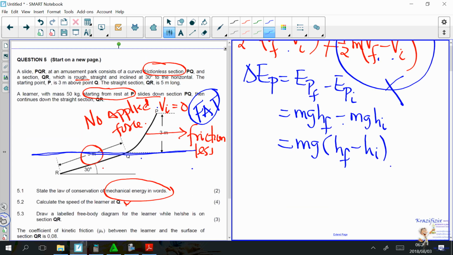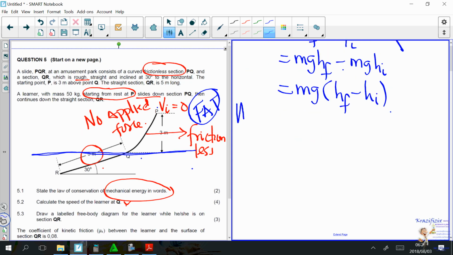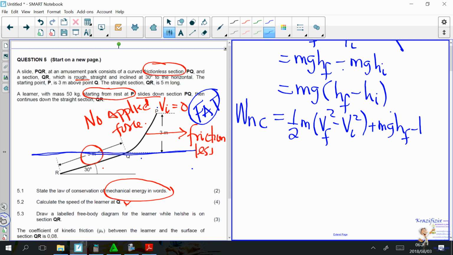All right, so let's go back to what we said. Is it okay to now say work done by non-conservative forces equals half m (Vf squared minus Vi squared) plus mg (h final minus h initial)? Work done by non-conservative forces, there is no friction, so it is 0.